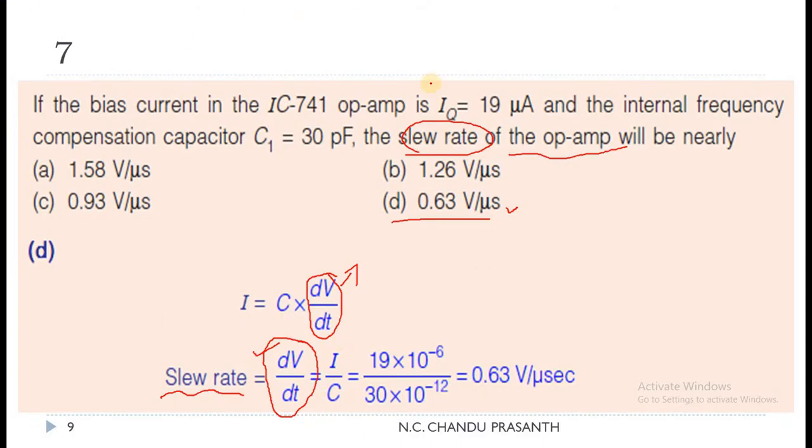What they had given: I value 19 microamperes, and C value they had mentioned 30 picofarad. So we have to substitute 30 picofarad. By doing the calculation, we can get 0.63 volt per microsecond as the slew rate for the op-amp.